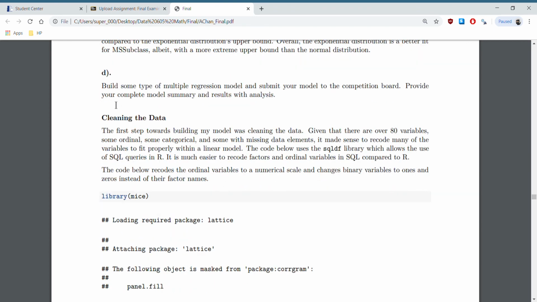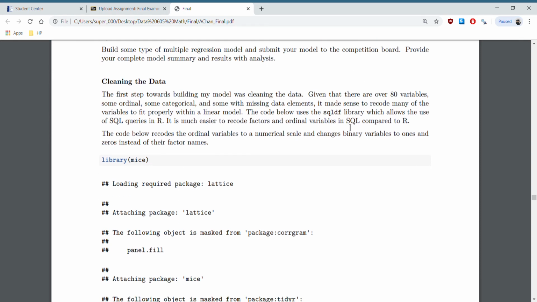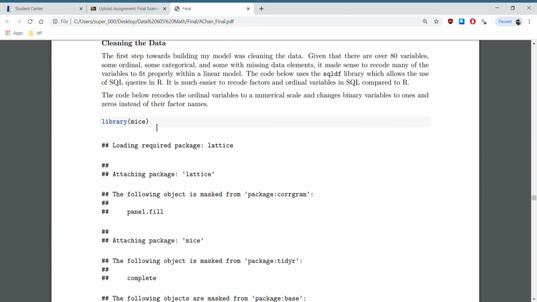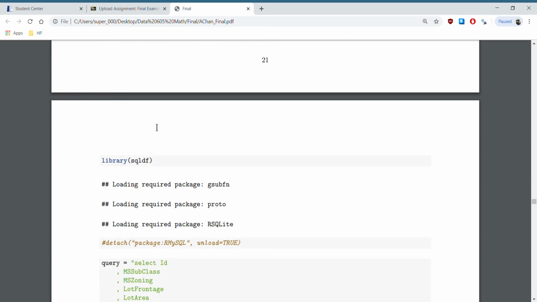So build a multiple regression model and provide a model summary. In terms of fitting the data, this was a pretty involved step where I had to clean the data and interpolate any missing values. So I loaded this mice package, which helps you interpolate values, and then this SQLDF function, which allows you to run SQL in R.